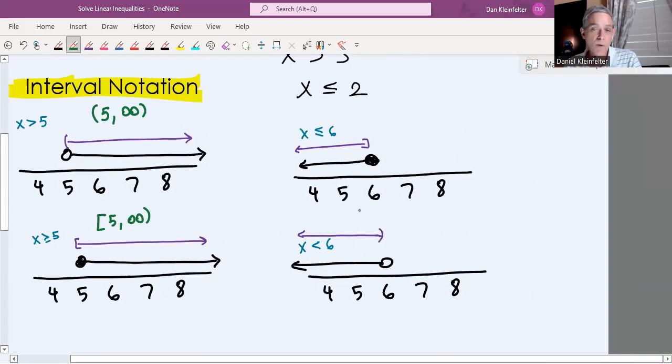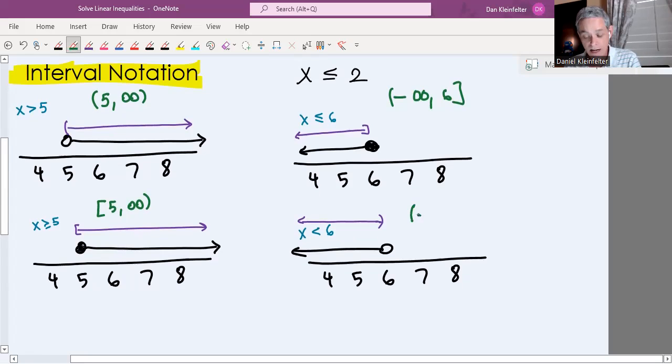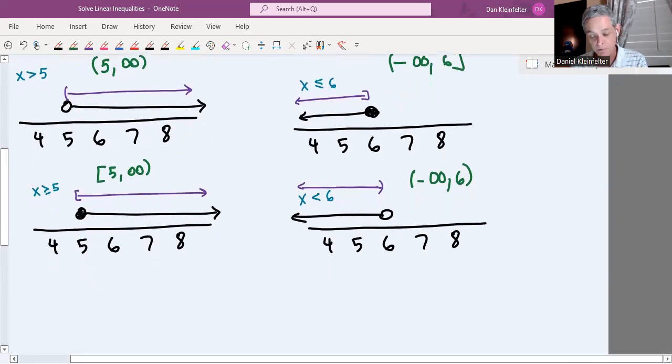For the arrows pointing to the left, the left end of the number line is where negative infinity is. So on the left we'll have negative infinity, then a comma, and then in the first case, up to and including 6. That will be all the numbers less than or equal to 6. Next, negative infinity up to, but not including, 6, so a round parenthesis on the 6 side.